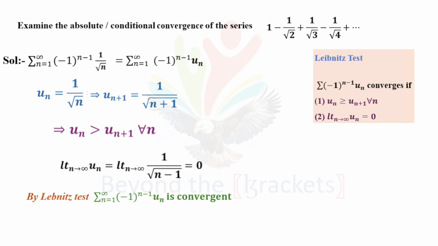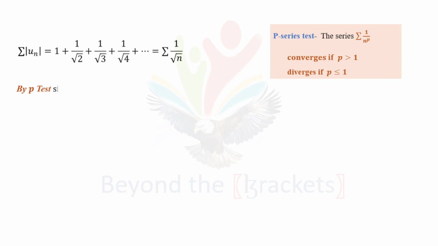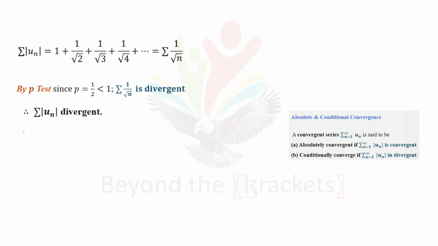To test whether the series is absolutely or conditionally convergent, consider the series of absolute values, that is, convert the alternating series into positive term series by taking modulus. Here, modulus of un will be equal to 1 by root n, which will be 1 by n power 1 by 2. Applying p test, here p will be equal to 1 by 2, which is less than 1. So the series will be divergent. Therefore, we conclude that the given series is conditionally convergent.